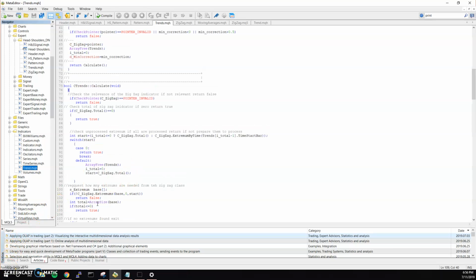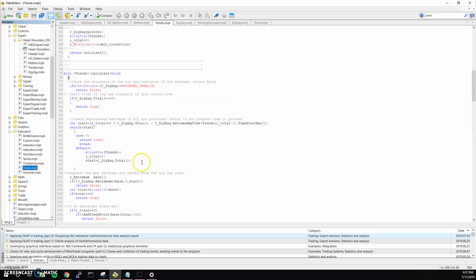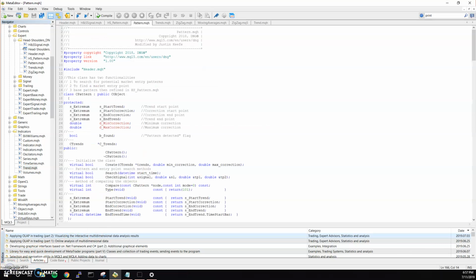Then we have one other function that's very useful in here, this calculate function. This calculate function is very long, and I'm not going to bore you with the details, but essentially what it does is it defines our extremes so we know what they are and we can use them later, which is very useful in our algorithm because we're going to need to be able to check extremes. It's very complicated, but it will be used later heavily. The next class we have is this pattern class.